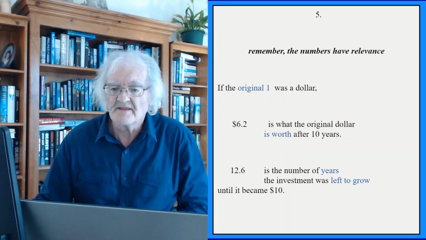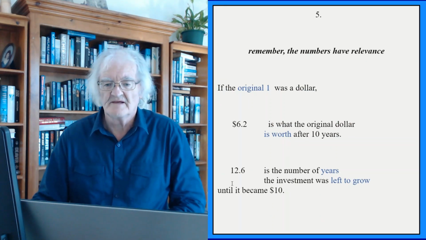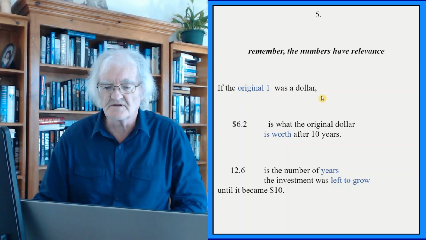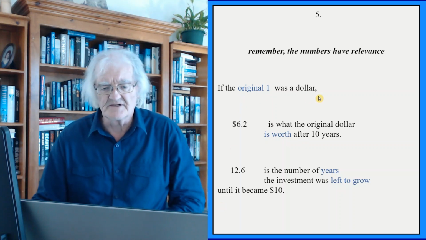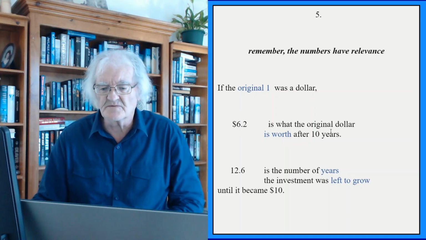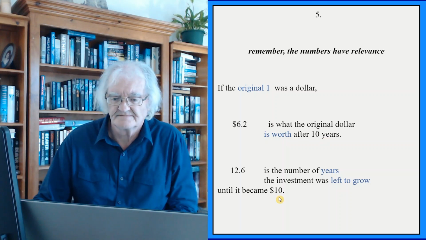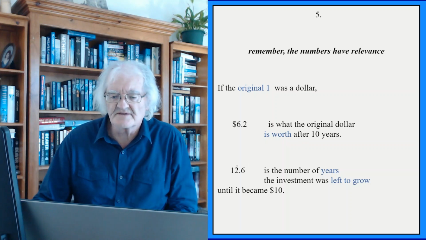Remember, the numbers have relevance. If the original one was $1, the result of our calculation, $6.2 is what the original dollar is worth after 10 years. And the 12.6 is the number of years the investment was left to grow until it became $10.